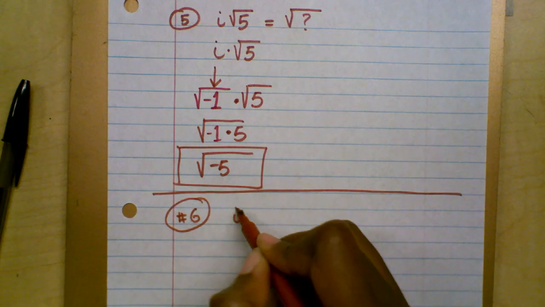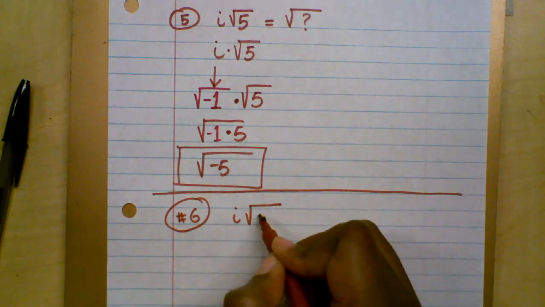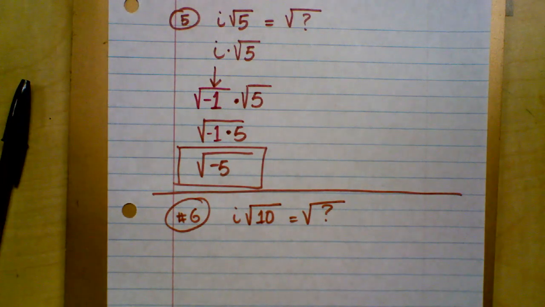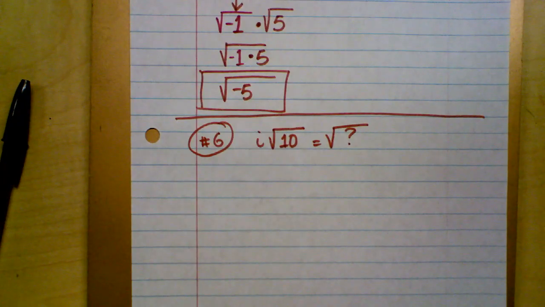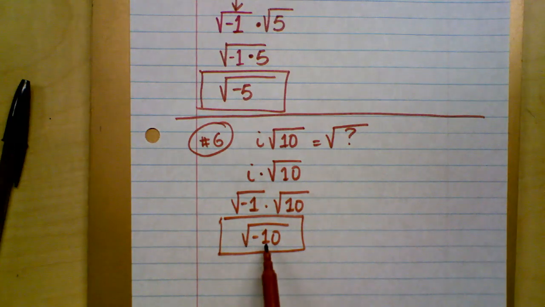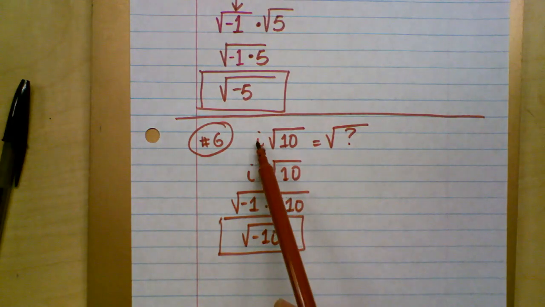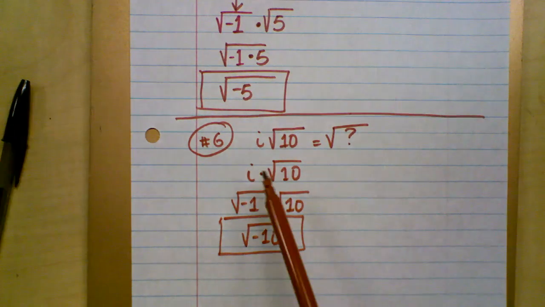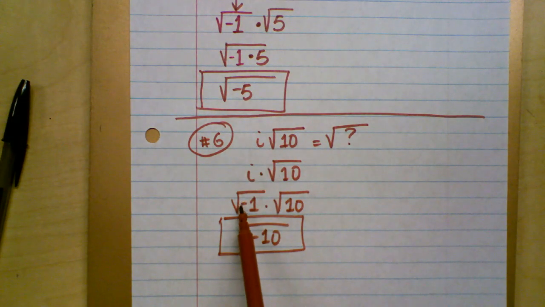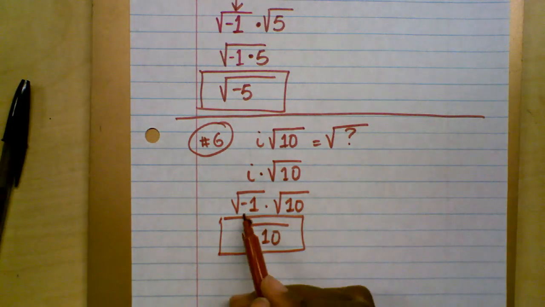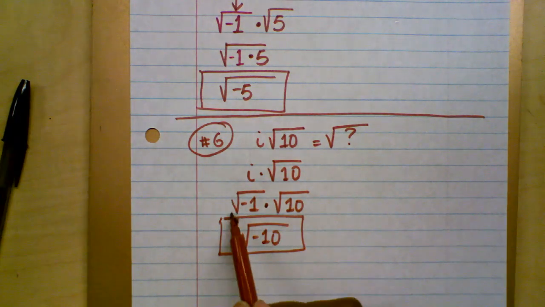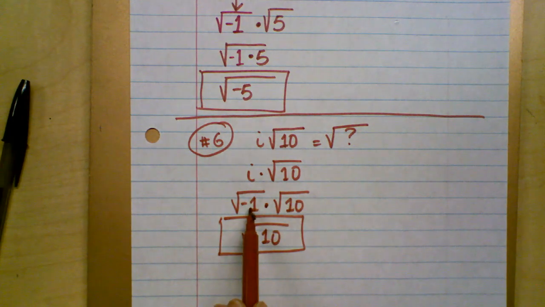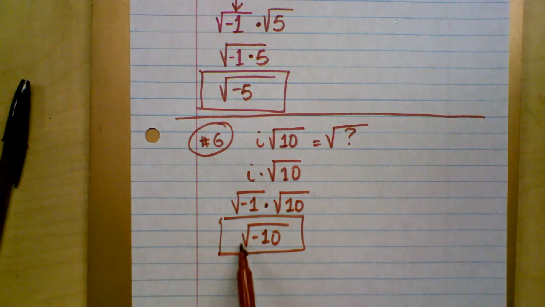Let's try number 6. What is i square root of 10 equal to? Please pause the video and do the work. I found the square root of negative 10. Remember, an imaginary number is the square root of a negative number. We know that i can be written as the square root of negative 1, and the two terms are separated by multiplication, so I can rewrite the two single square roots as a single square root. Negative 1 times 10 is negative 10, so the answer is the square root of negative 10.